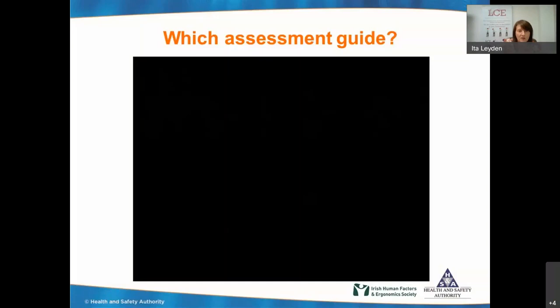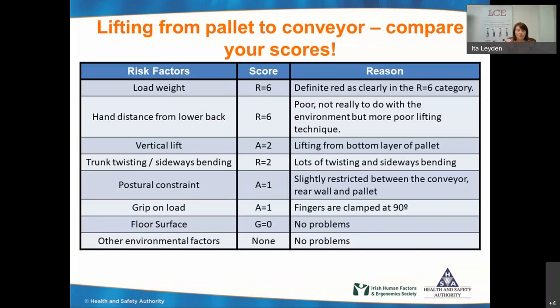I'd like you to do a quick compare and contrast on the scoring. So red 6, yes, 25 kgs, 1, 9 to 14 seconds. The R6, again, the hands were away from the lower back. Vertical lift, bottom layer of pallet, amber 2. There was a lot of twisting, red 2. Postural constraints, amber 1, because he was in behind the conveyor. Grip was an amber 1, which is your standard panel grip. Floor surface was green and 0, and no other environmental factors.